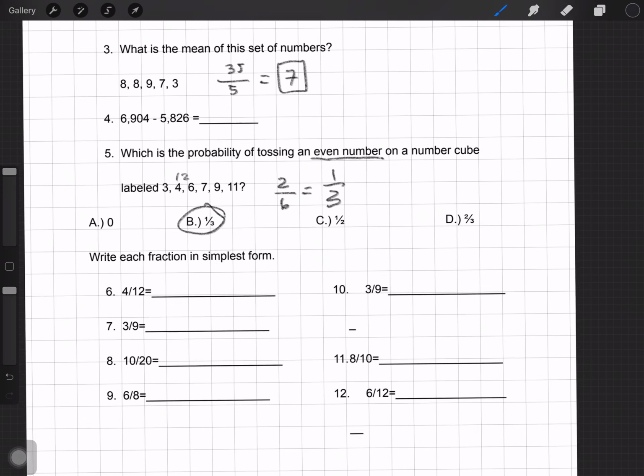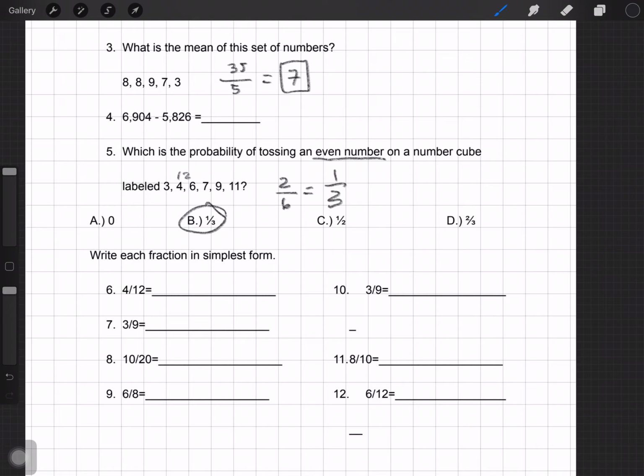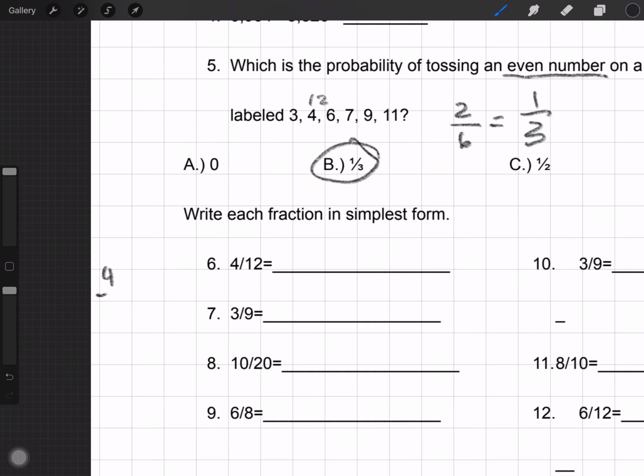The second part of 5, or I guess just the bottom portion, says write each fraction in the simplest form. Number 1 says 4 out of 12. We know both of them are divisible by 4, and so we get 1 out of 3, like so.